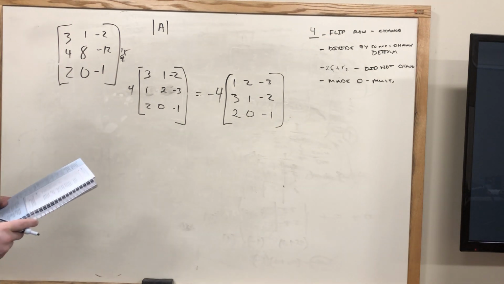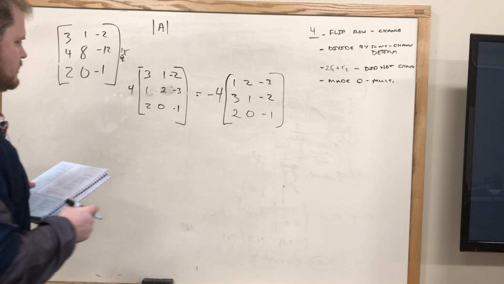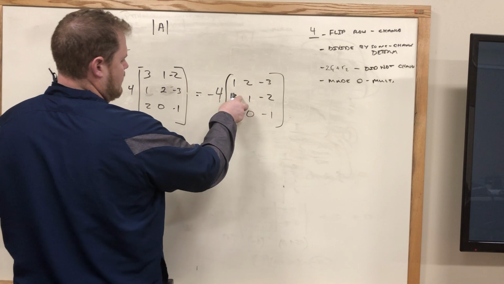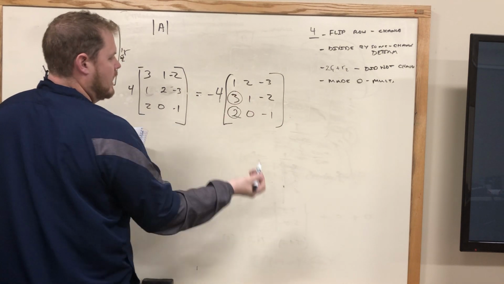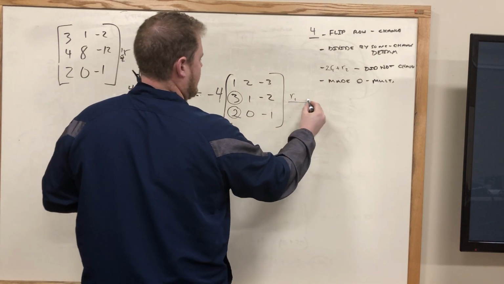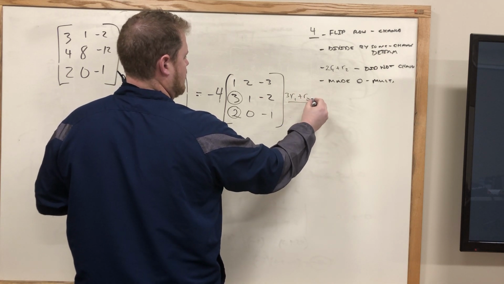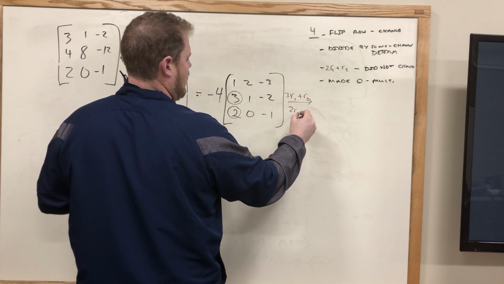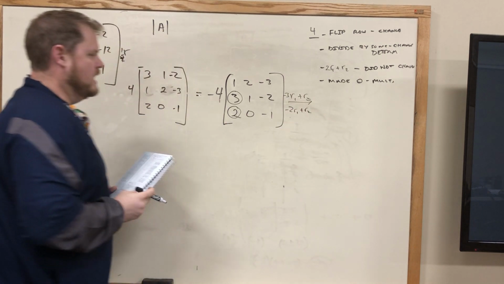Now I want to get rid of these 2 rows right here. These 2 I want to make zeros. So how do I make those zeros? R1, so the top one, 3R1 plus R2. And the bottom one, 2R1 plus R2. So negative and negative, sorry. So it's the opposite sign.